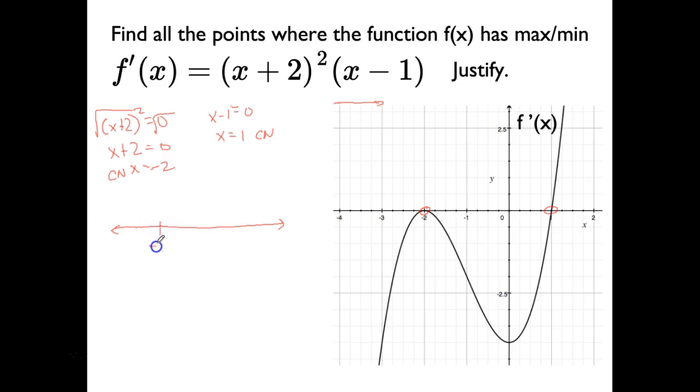My number line will just have -2 and 1. Okay, some test points, -3, 0, and 2. I'm going to plug those into the derivative. Okay, and we're just plugging into here because this is the derivative. Just look at what it gives you. -3 plus 2 is -1, squared is a positive, times -3 minus 1 is -4, so positive times a negative is a negative. So I know it's decreasing up until this point.